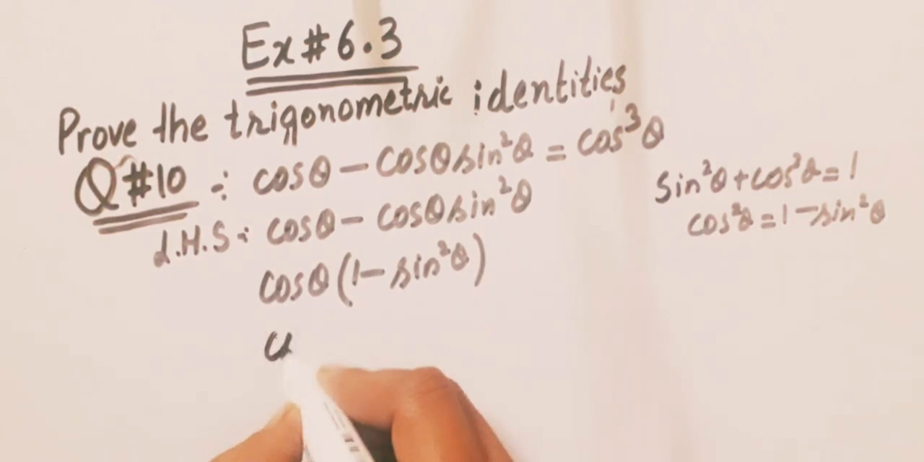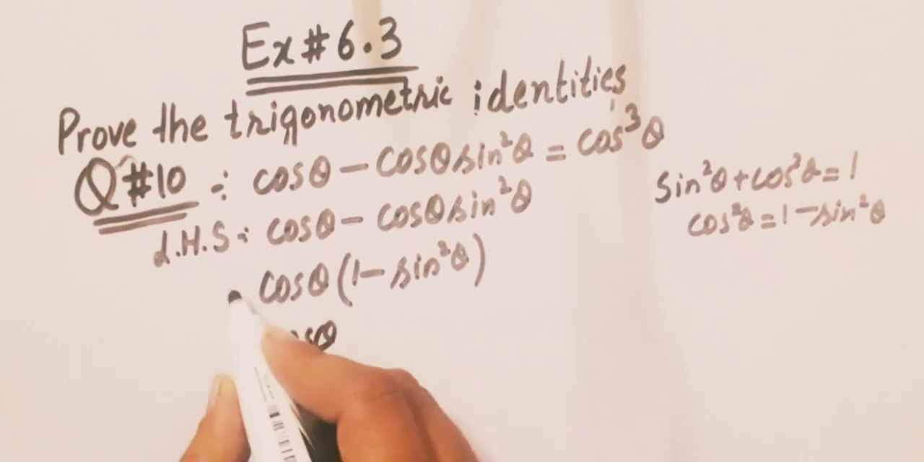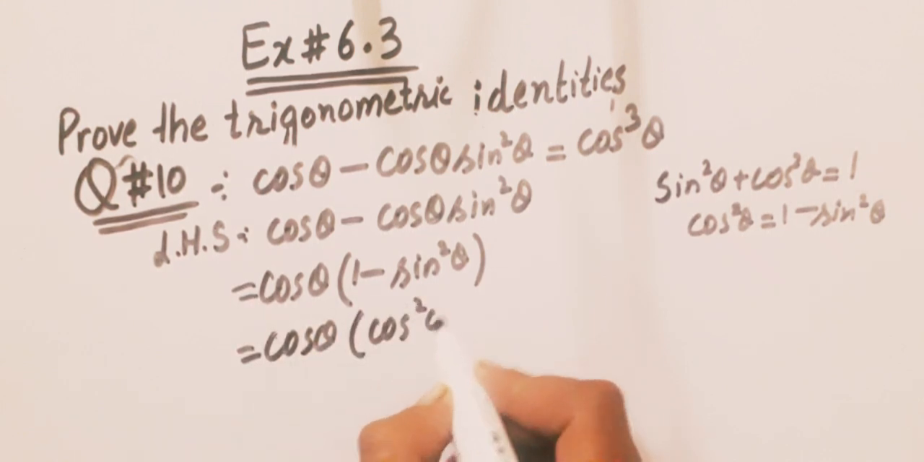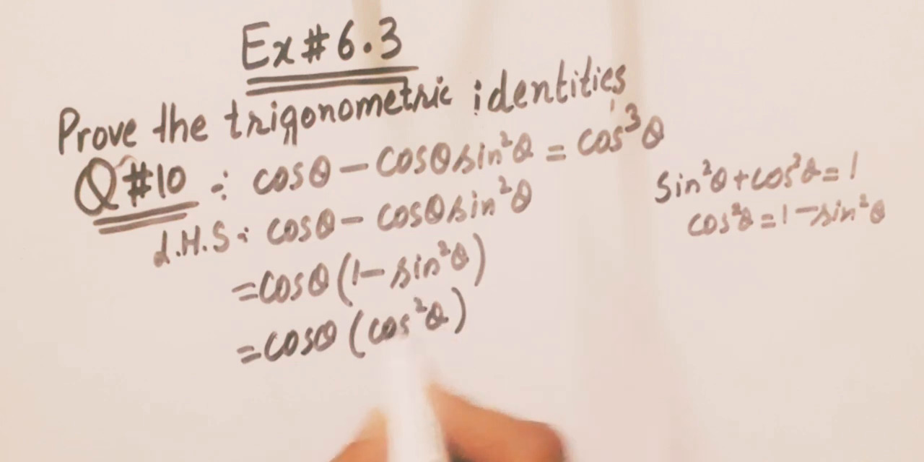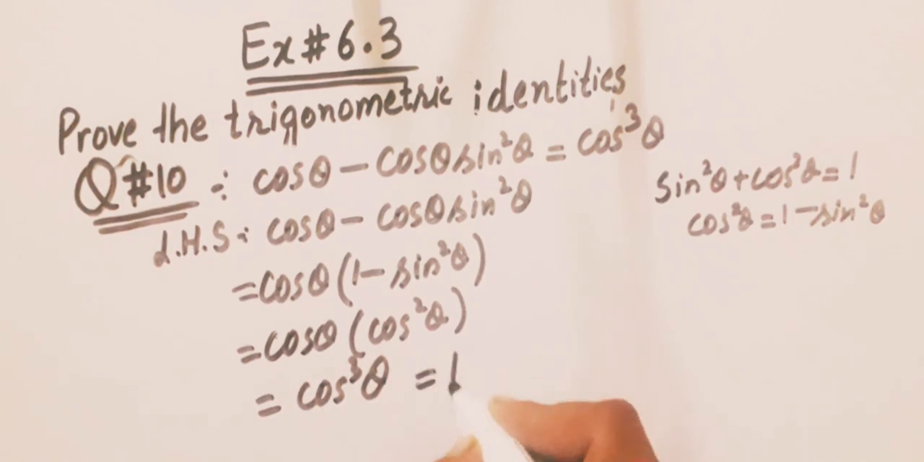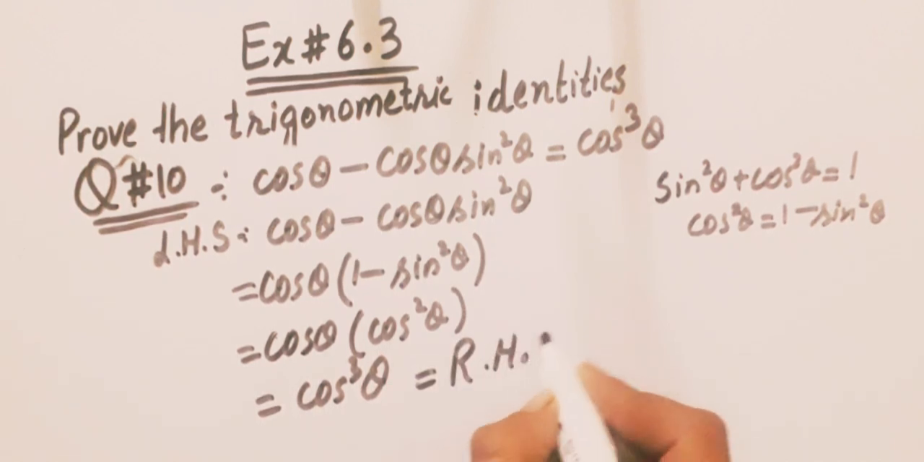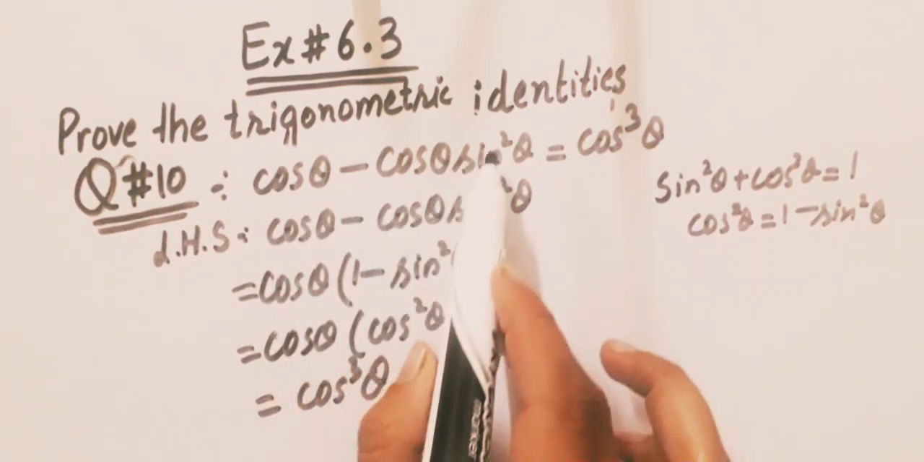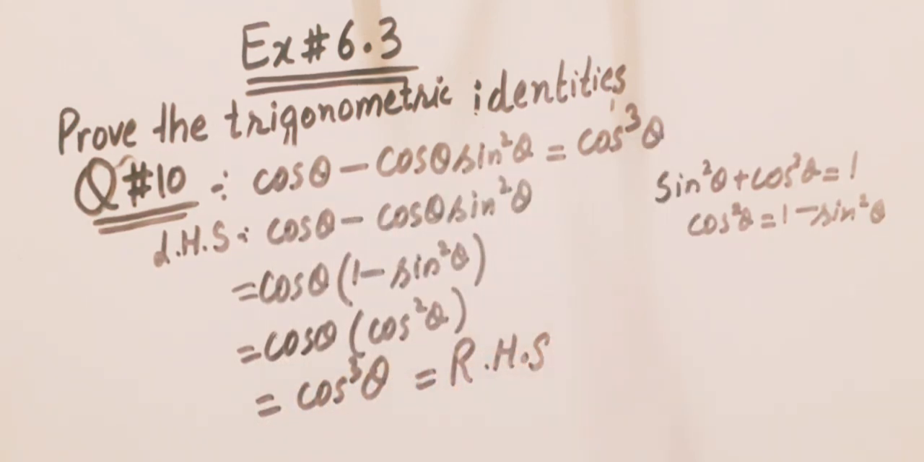We will write cos θ into cos² θ. So, cos² θ into cos θ will become cos³ θ. So, this is equal to the right hand side. We have proved cos θ − cos θ sin² θ is equal to cos³ θ.